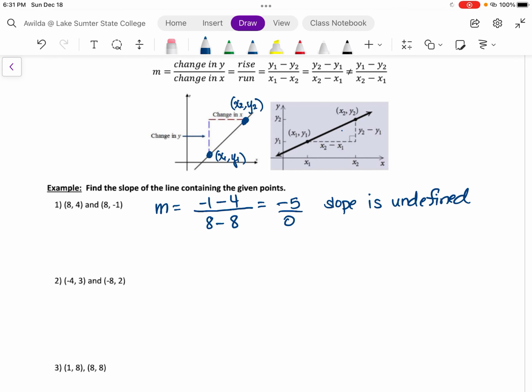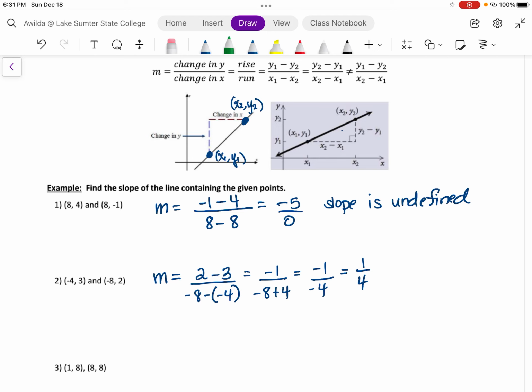Let's find the slope of this line. Again, we're going to subtract the y coordinates, so 2 minus 3, and we're going to subtract the x coordinates, -8 minus a -4. So we get -1 as the numerator, and in the denominator we get -8 plus 4. So we'll get -1 divided by -4, which simplifies to positive 1/4.